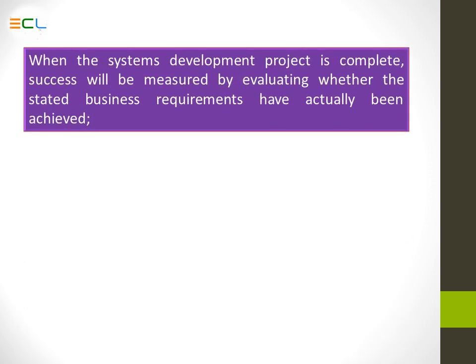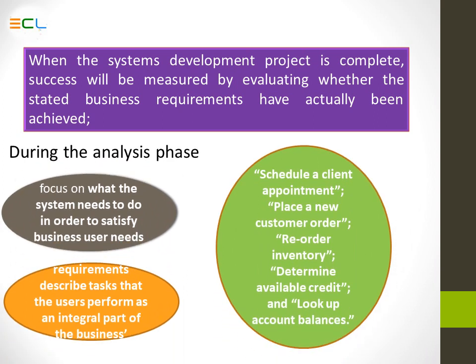When the system development project is complete, success will be measured by evaluating whether the stated business requirements have actually been achieved or not. During the analysis phase, requirements are written from the perspective of the business and they focus on what the system needs to do in order to satisfy business user needs. A good starting place is to concentrate on what the user actually needs to accomplish with the system in order to fulfill a needed job or task.